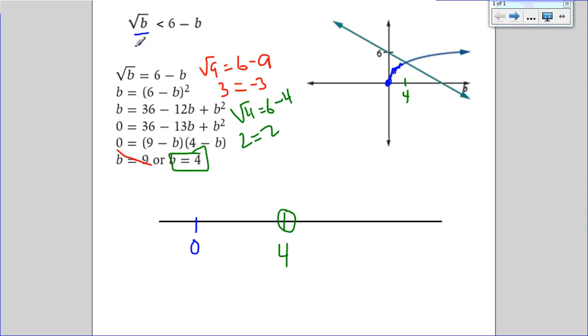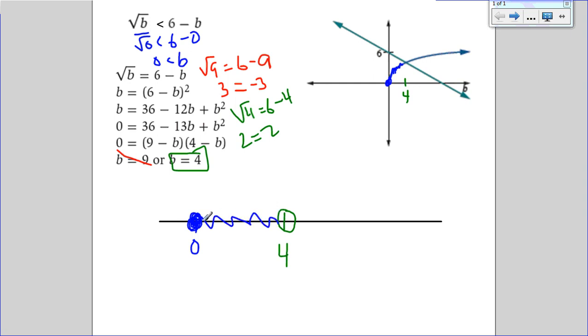So if I plug that in, the square root of 0, I want to see if it truly is less than 6 minus 0. Well, you can see that 0 is less than 6. It's a true value, so it needs to be shaded. But it's a breaking point. That's where the function starts. So 0 gets a shaded dot or a closed dot. And then everywhere in between 0 and 4 works.